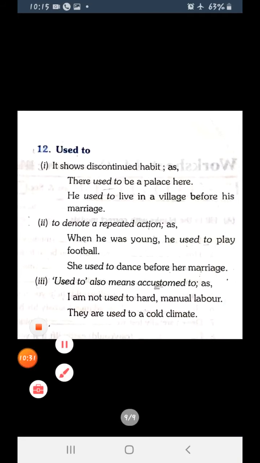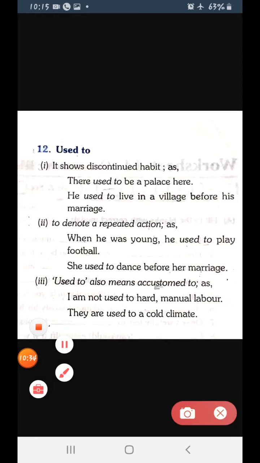Yes. And the last point is, last modal is used to. So, used to is used, point number 1, to show discontinued habit. That means, the habit which is not continued anymore. That means, earlier you were in the habit of doing something, but now it has been stopped. Example, there used to be a palace here. That means, earlier there was a palace, but now it is no more. Clear?